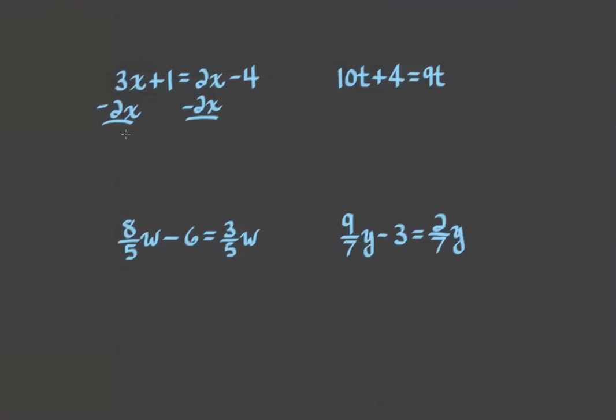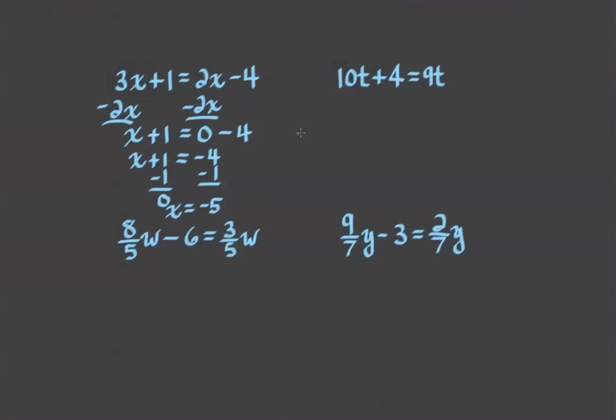If you take away 2 of x from 3 of x, it just gives you x plus 1. If you take away 2 of x from 2x, it gives you 0 minus 4. Let's bring down our 1. If you take away 4 from 0, it's negative 4. Now let's move over our 1 by subtracting negative 1 on both sides. Negative 1 and positive 1 gives us 0. And there's our solution. X is negative 5.